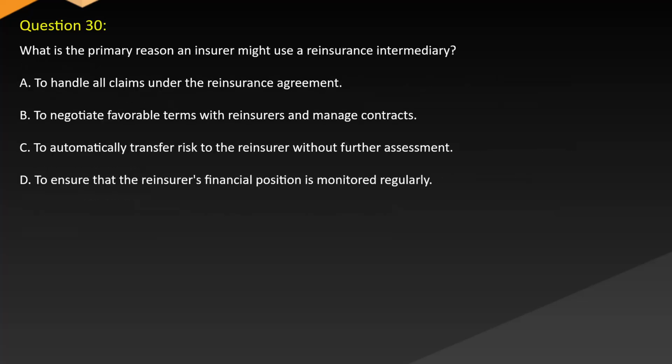Question 30. What is the primary reason an insurer might use a reinsurance intermediary? A. To handle all claims under the reinsurance agreement. B. To negotiate favorable terms with reinsurers and manage contracts. C. To automatically transfer risk to the reinsurer without further assessment. D. To ensure that the reinsurer's financial position is monitored regularly.